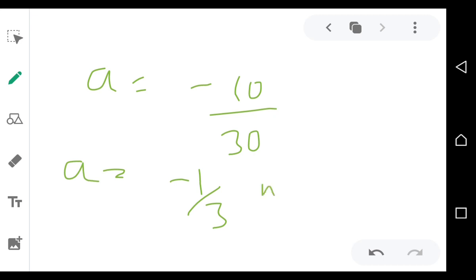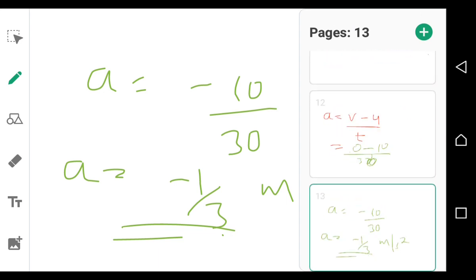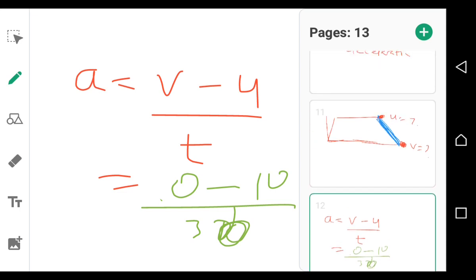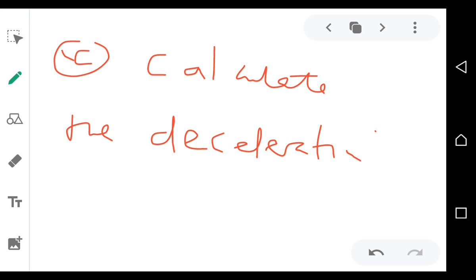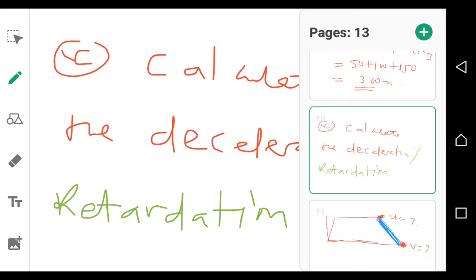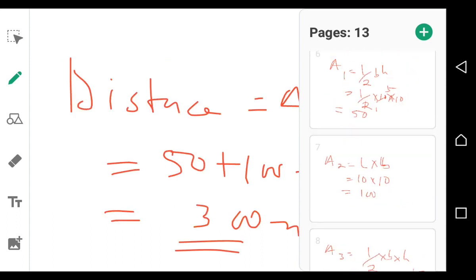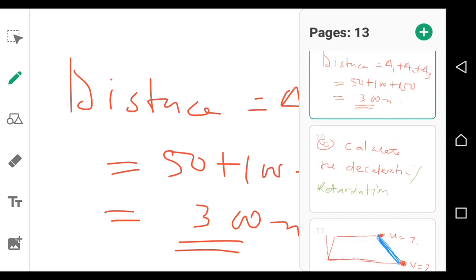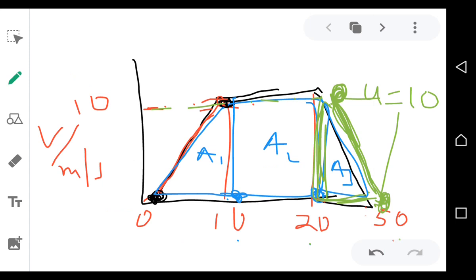When you punch this on a calculator, whatever it gives you is in meters per second squared. That's the answer. I'm repeating, retardation or deceleration is the same thing, okay? So they can say calculate the deceleration, or they can say calculate the retardation. Retardation is the same word. And you always concentrate on the line that is slanting downwards, that's the one that has the deceleration. So initial velocity here was 10, final velocity here was 0.